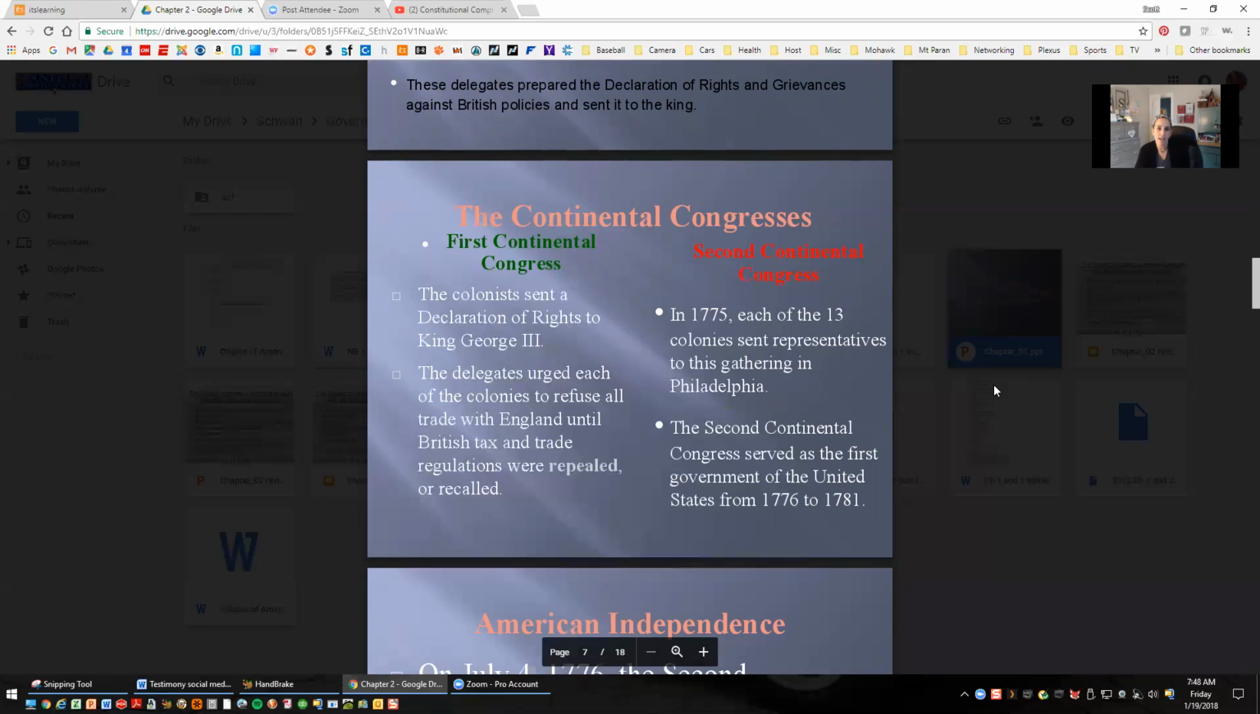And that's going to lead to the Second Continental Congress in 1775, because the king was basically like, sorry guys, not happening. And so in 1775, each of the 13 colonies sent representatives to this Second Continental Congress gathering in Philadelphia. Philadelphia at that point in time was kind of that central hub. And the Second Continental Congress served as the first government of the United States from 1776 to 1781. And if you'll recall, that document that governed the United States of America to begin with was the Articles of Confederation.